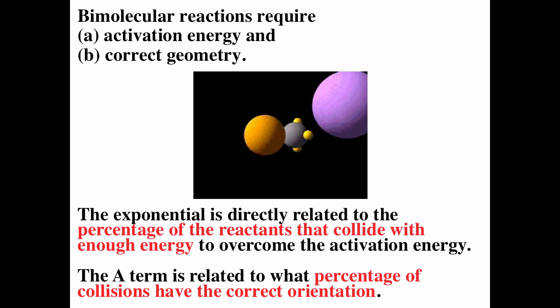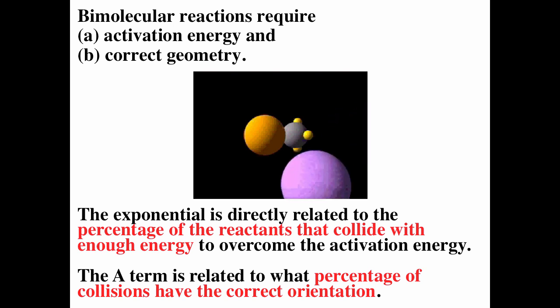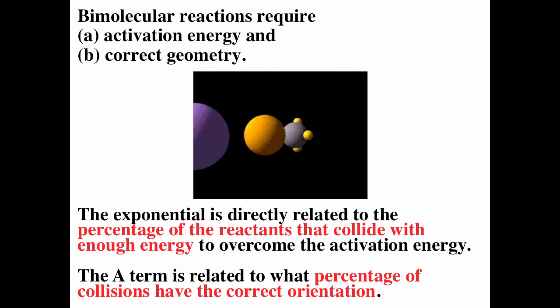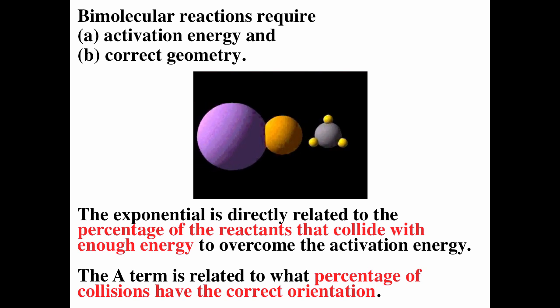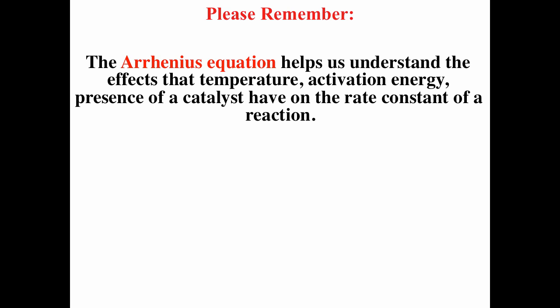For some complex reactions, such as that between potassium atoms and methyl iodide, the relative orientations of the reactants become important. Only when the potassium atom collides directly with the iodine atom will the reaction take place. And so for a reaction like this, the reactants need to have enough energy to overcome the barrier and have to collide in the correct orientation. And so the Arrhenius equation helps us understand the effects of temperature, activation energy, and the presence of a catalyst on the rate constant and the reaction rate.